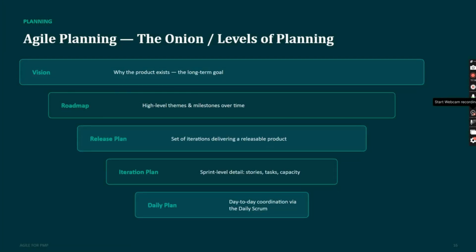So agile planning, which they call the onion, is the levels of planning. You can remember it like this.